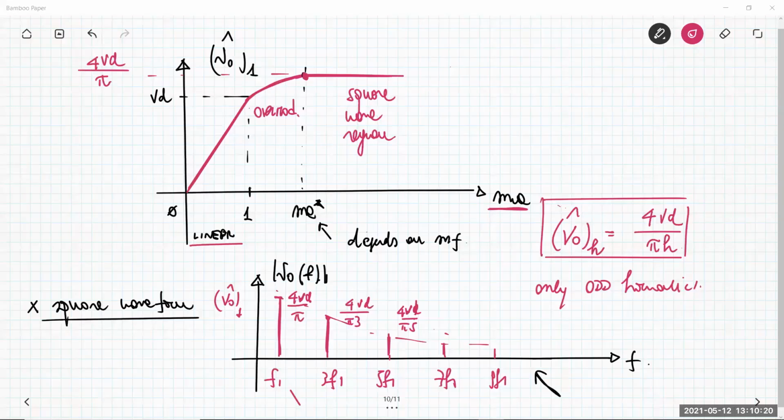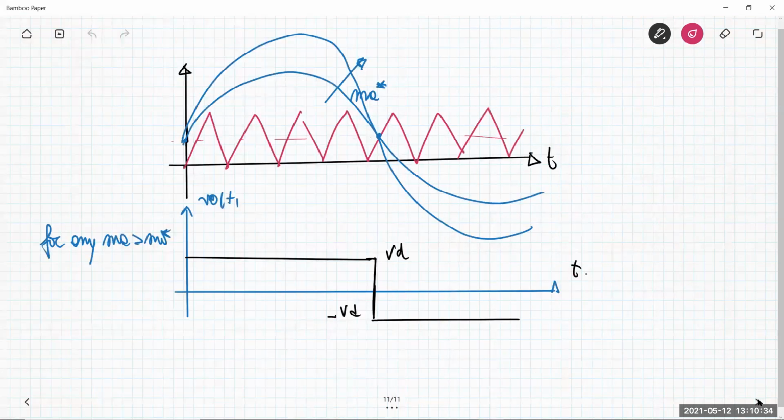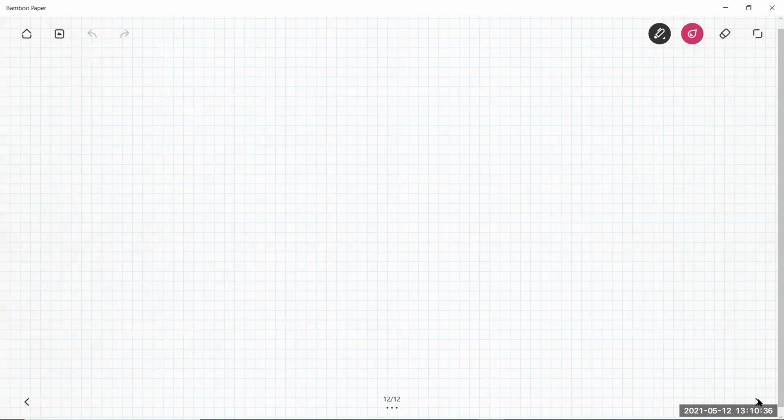Okay, we were talking about the square wave modulation. The square wave modulation has some, let's say, specific features. First of all, let me summarize in this page, square wave modulation.